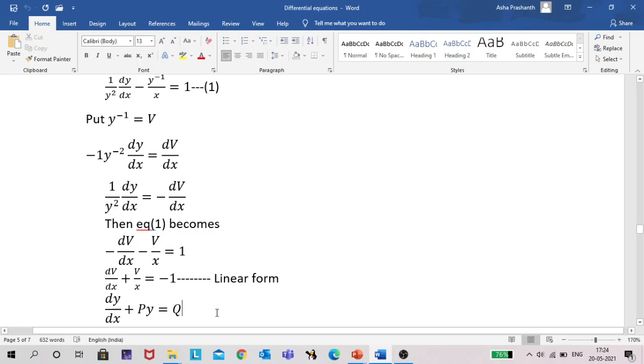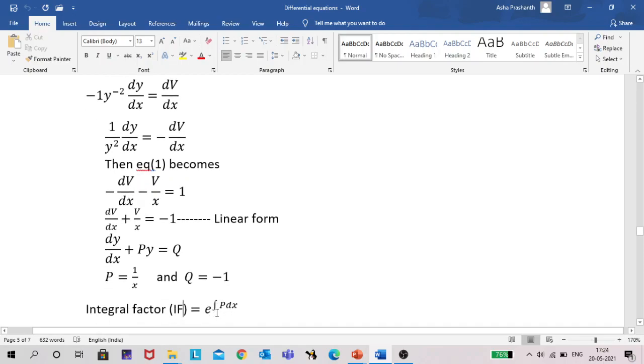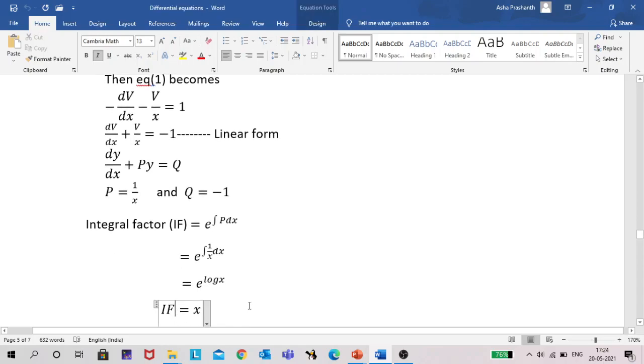For this, what can we do? First we find the integral factor. For the integral factor we need the p value and q value. Compare these two. What is the p value? P is equal to 1 by x and q is equal to 1. Next we find the integral factor. Integral factor is equal to e to the power of integral of p dx. E to the power of integral of 1 over x dx is e to the power of log x. E to the power of log of f of x is f of x only. So we get the integral factor as x only.